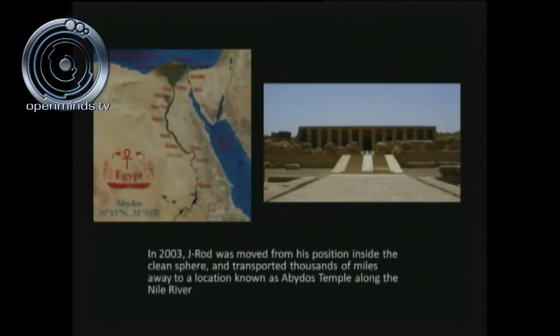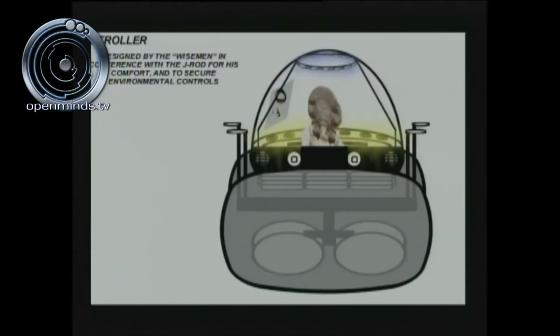Now, in 2003, something interesting happened. J-Rod was moved from his position within the Clean Sphere 4-5 facility. He was flown to Abydos Temple, which is down the Nile River. Perhaps some of you have been there, actually. And remember, he has to be in his own positive pressure atmospheric environment or he'll die. So they ended up building a stroller for him.